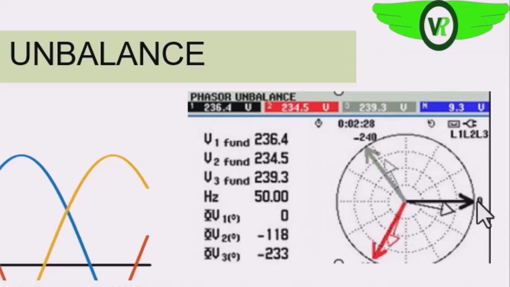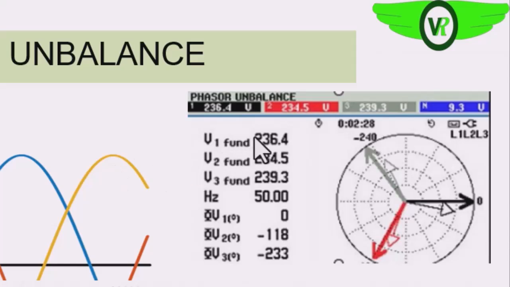If this is 0, especially this one is supposed to be 120. If you look at it, we are having 118, which means that it is out of phase by 2 degrees. Then the third, 120 plus 120, we are supposed to have 240. And here we are having 233. Okay, which means that with this reading, we are having power quality issues.